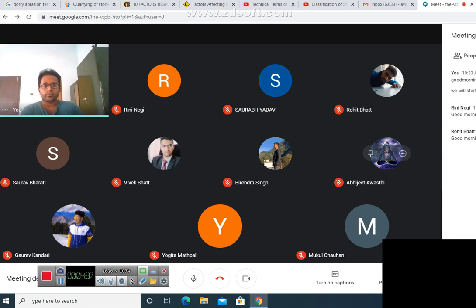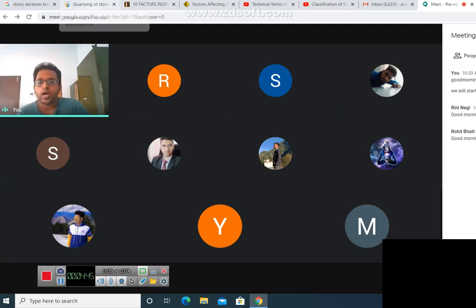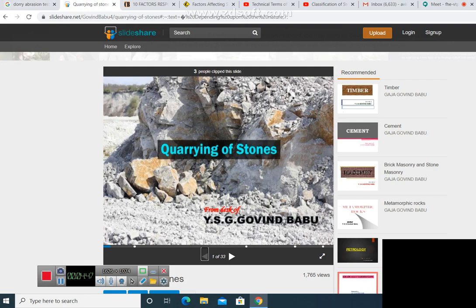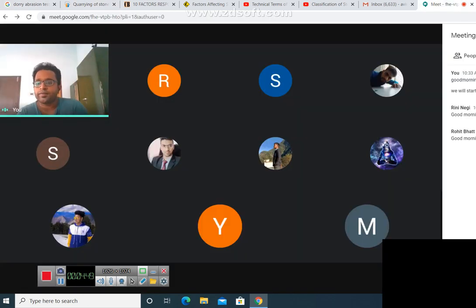Now, the basic tests on stones we have already discussed. Now, we are going to see about the quarrying of stones. What do you mean by quarrying of stones? From where do you get this building material stone? The stone is a building material which is obtained from rock.